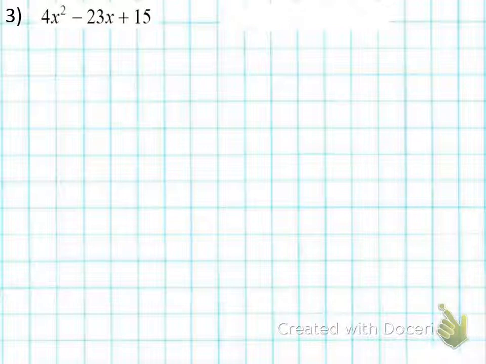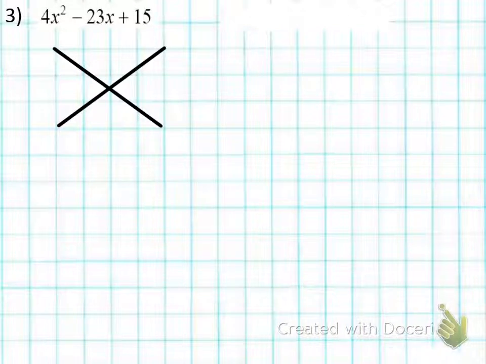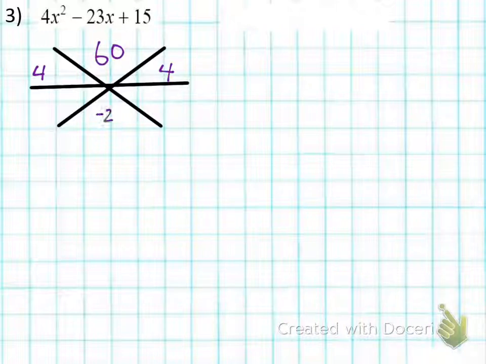Okay, good. So let's start working at Xbox. We're doing this one all together, so you're working along with me, making sure you're doing all the steps with me. So drawing out our Xbox, our A is 4. What's A times C, everyone? 60. Positive or negative 60? Positive. Good, okay. And then B is negative 23.